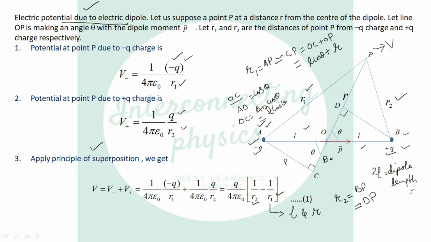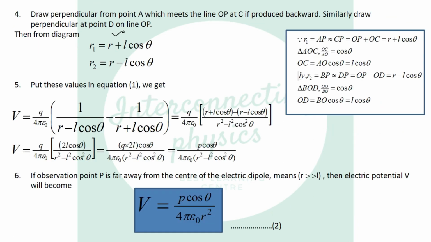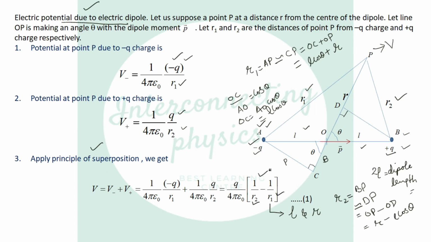Okay, and DP is OP minus OD. What is OP? It's r. And what is OD? From right angle triangle ODB, it will be l cos theta. So r1 is r plus l cos theta and r2 is r minus l cos theta. Substitute these values in equation number 1.